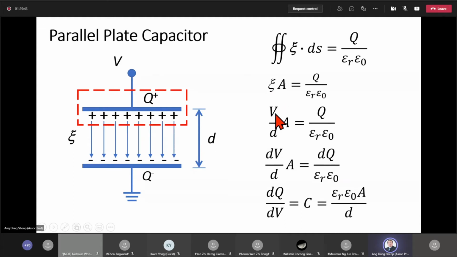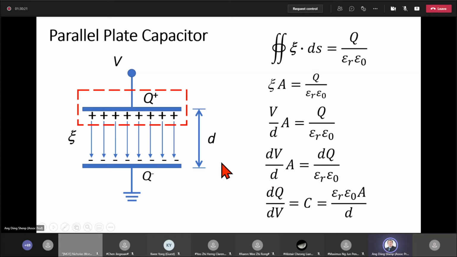Now, since the electric field is V over D, where V is the voltage applied to the plate and D is the separation between the two plates, from here we can differentiate both sides of the equation. So we can differentiate this equation with respect to Q. So I have dV here and I have dQ here. And since capacitance is defined as dQ over dV, we can show that the capacitance of this parallel plate is the permittivity times the area of the plate divided by the separation D. Okay, so this is just one simple application example of Gauss's law.